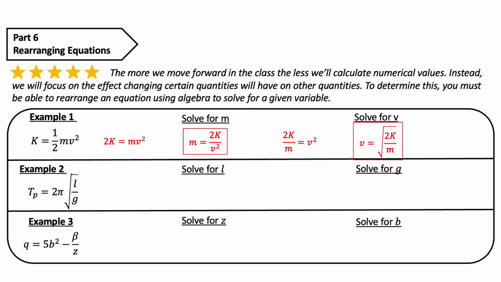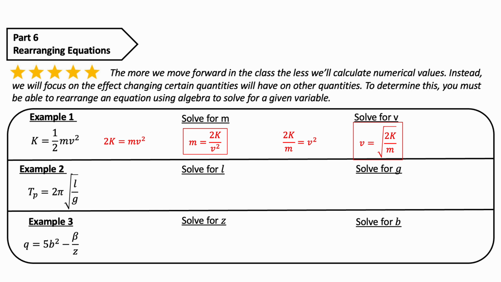Let's try this in a little bit more complex of an equation. In example 2, T_P, that T and the P are connected together, that P is a subscript, equals 2 pi times the square root of L over g. Solve this for L. So to solve it for L, we've got to get rid of the square root. If L is trapped right now under the square root, then we need to get rid of that square root.